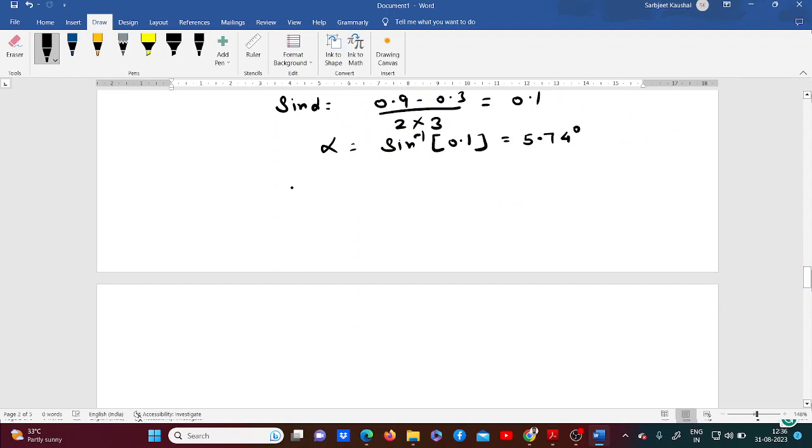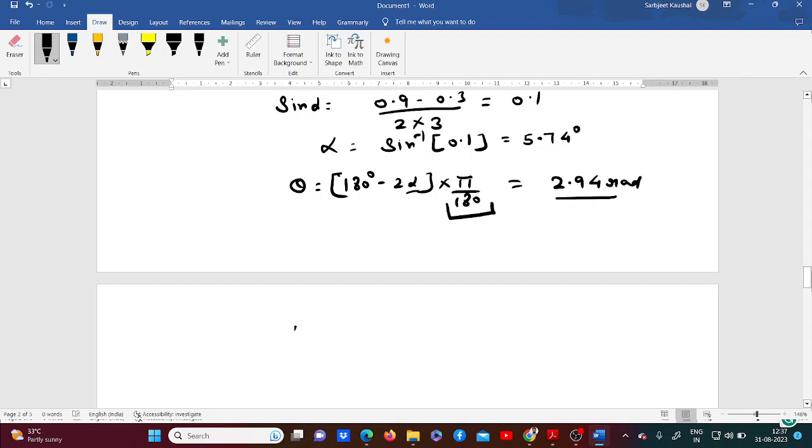Now further, the angle of contact for an open belt drive is given by the equation 180 degree minus 2 alpha, multiplied by pi by 180. This multiplication is done to convert degree into radian. So by putting this value 5.74 here, the value of theta comes to be 2.94 radian.